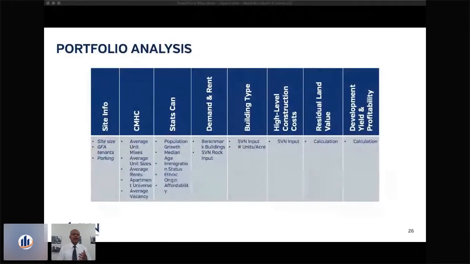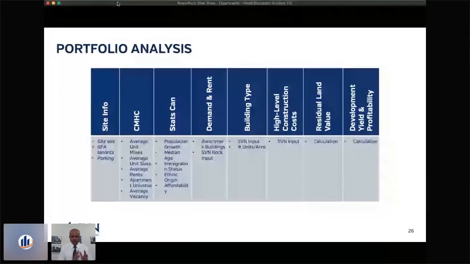Then we calculate the value of the residual land based on the construction cost of the project that we pick. So you have 100 units of a 6-story building with cold roll steel and core slab. We know what that cost is. We know what the rents are. We know what the operating costs are. We can back into the residual land value. And then we can also calculate what your development yield is and what your profitability would be if you sell it. So that's the high level.